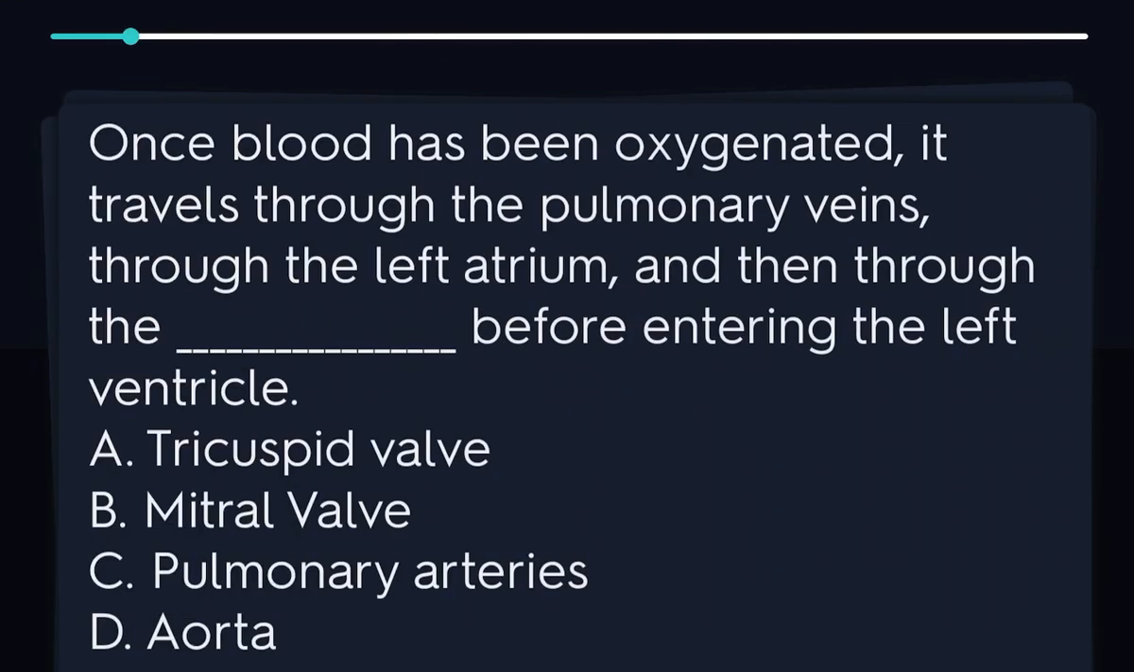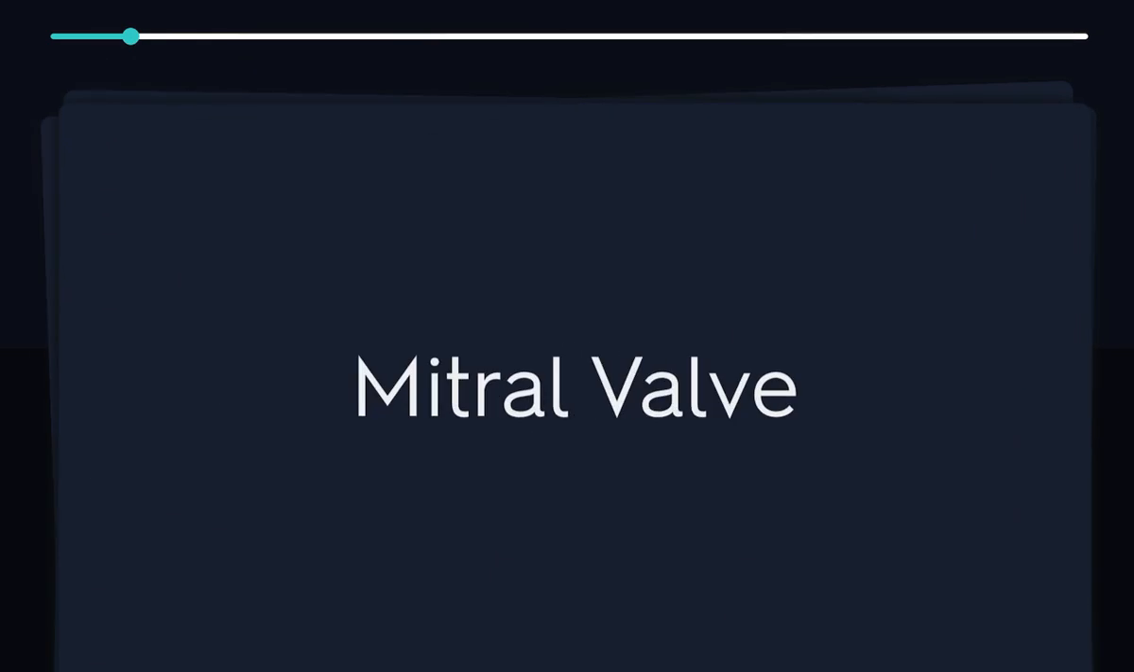Once blood has been oxygenated, it travels through the pulmonary veins, through the left atrium, and then through the blank before entering the left ventricle. A. Tricuspid valve. B. Mitral valve. C. Pulmonary arteries. D. Aorta. Mitral valve.